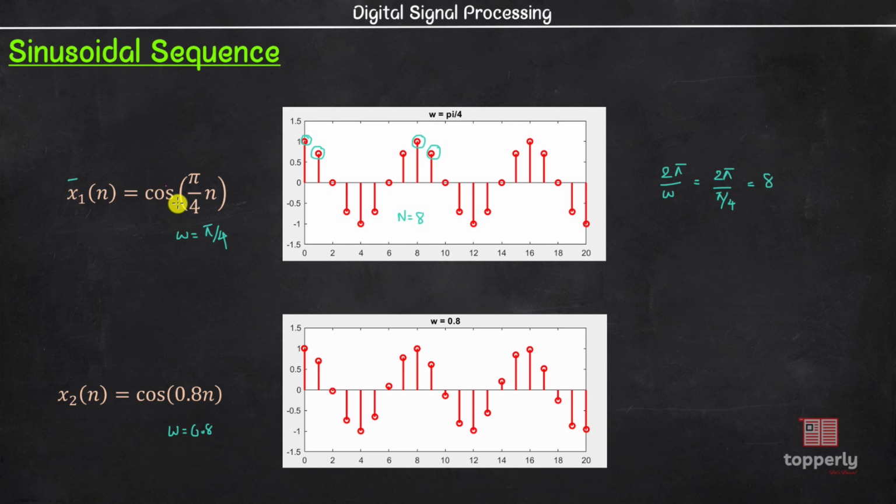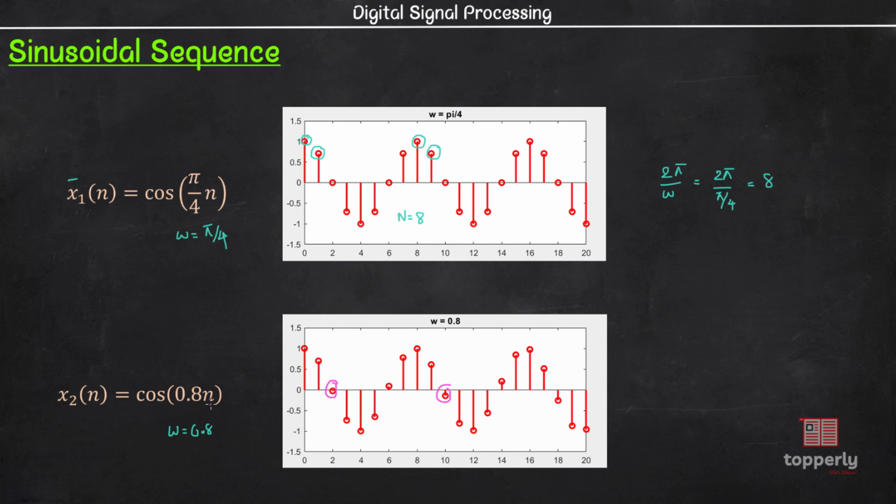However, if you see the second sequence, cos 0.8 into n, you can see that the samples don't repeat. This is more obvious if you check the samples at the zero crossings. You can see that this sample and this sample are not the same. So, the sequence is aperiodic.